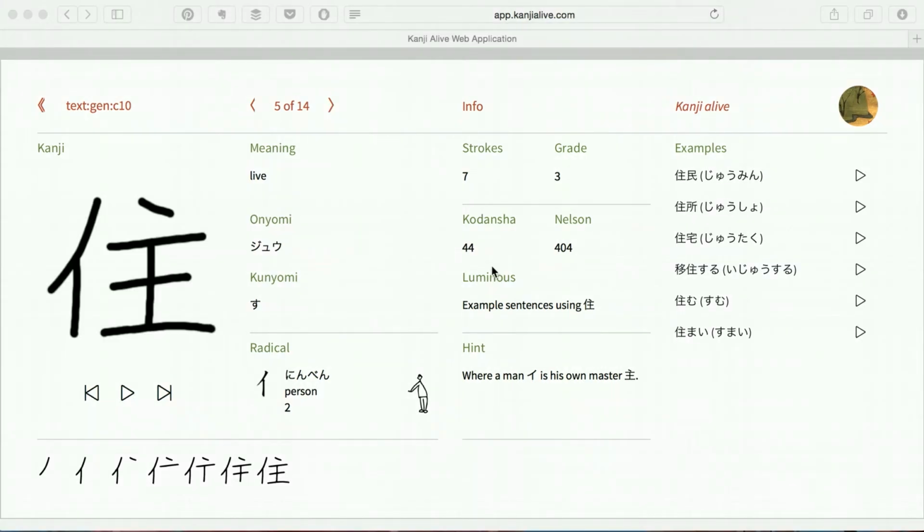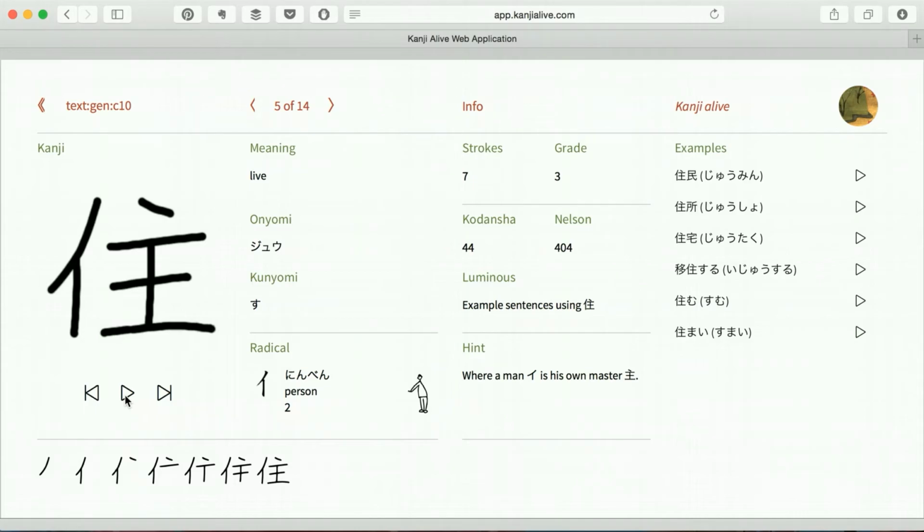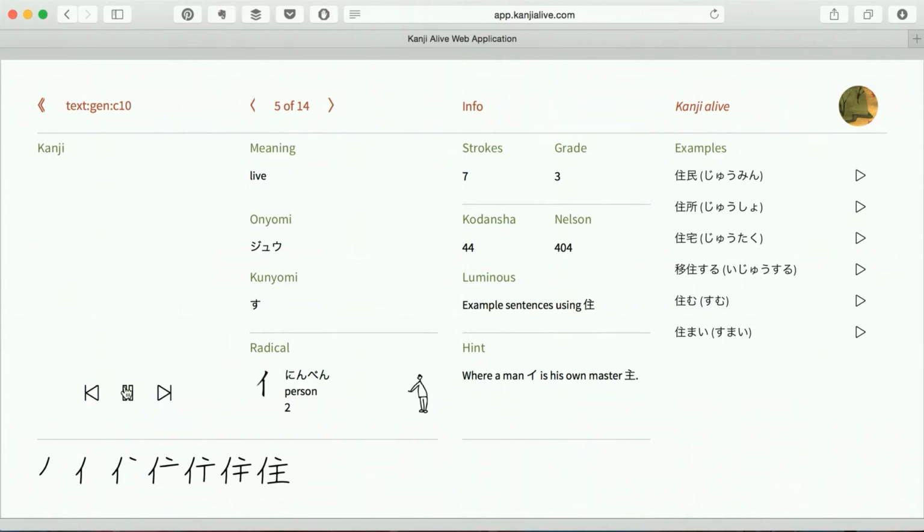The 5th kanji is the kanji for live, as in to reside. So let's take a look at the stroke order. We have the person radical, the ninben, on the left side, and then on the right side, we have the kanji for master. So in the hint, where a man is his own master, let's go with where a person is their own master, is where they live.